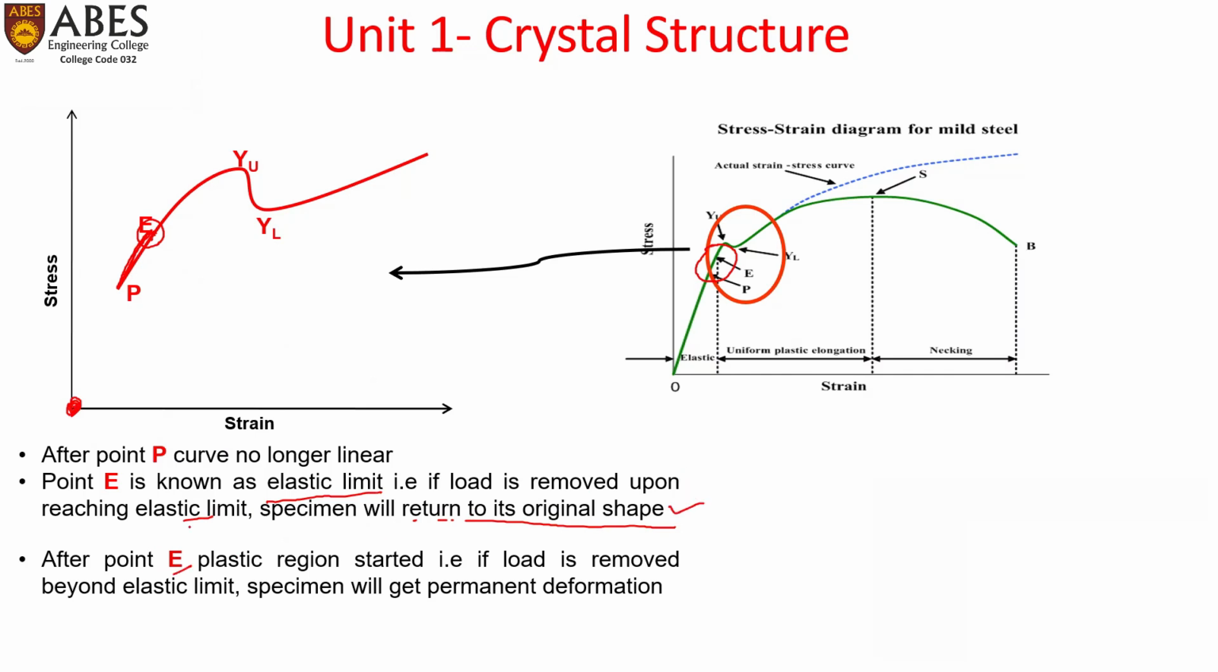After point E, this elastic limit, a plastic region starts. If the load is removed beyond the elastic limit, the specimen will get permanent deformation. So from E to this yield point YU, the plastic deformation actually starts. There would be no returning back when we remove the load. There would be no returning to the original shape of the specimen.